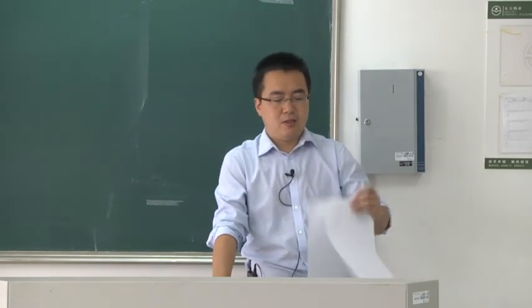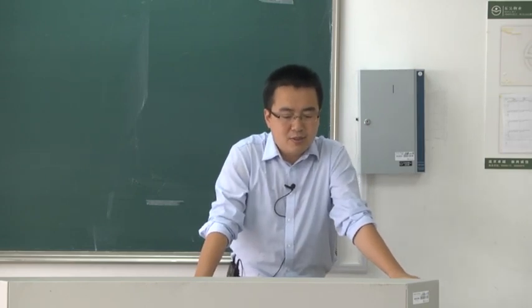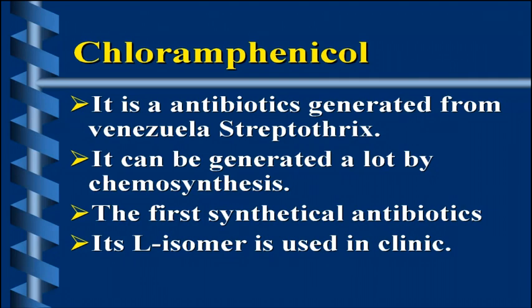Chloramphenicol is an antibiotic generated from Streptomyces venezuelae. So chloramphenicol is also called a natural antibiotic. Now chloramphenicol can also be generated by chemical synthesis. So it can be produced naturally, for example from Streptomyces venezuelae, and also by chemosynthesis.